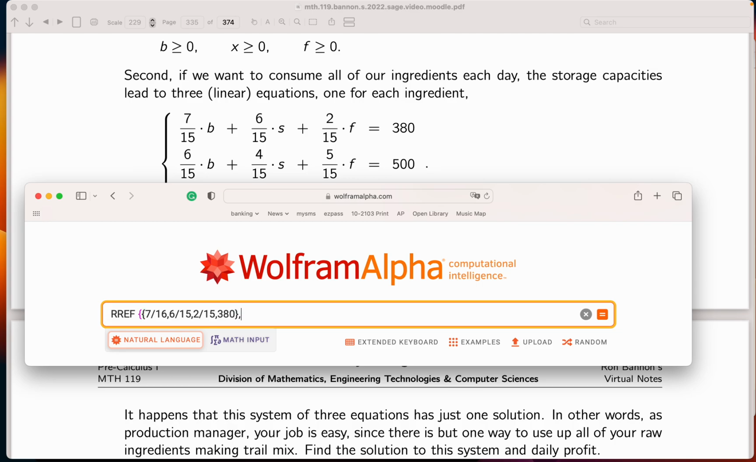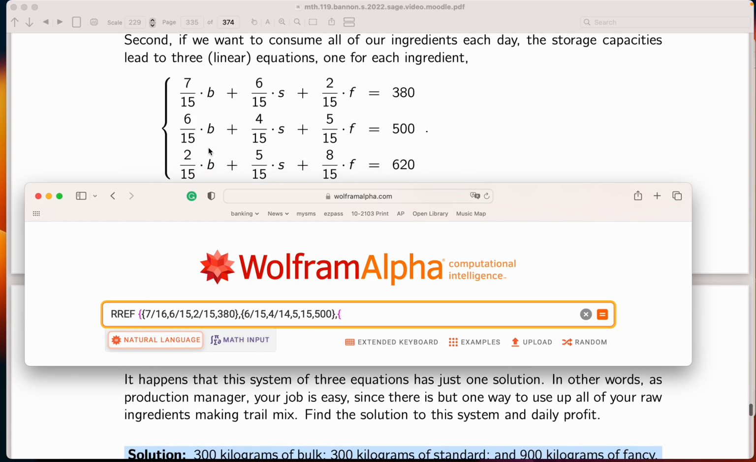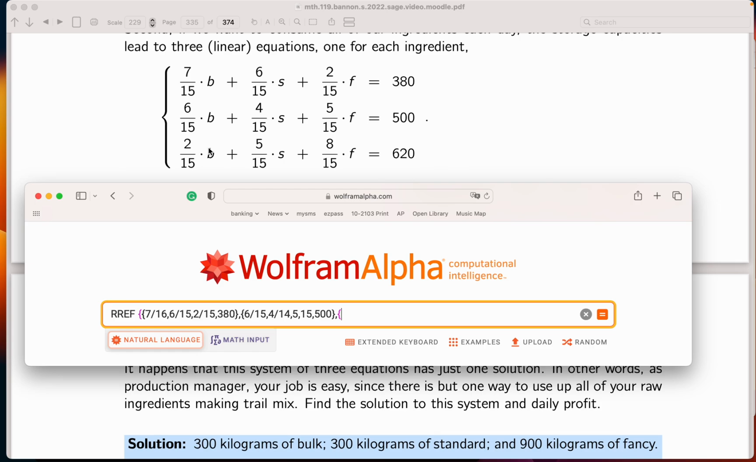All right, I'm going to put the second row down, and that's 6 divided by 15, comma, 4 divided by 15, comma, 5 divided by 15, comma, 500. And let's go for the third one. That's 2 divided by 15, 5 divided by 15. Whoops, I made a mistake there, I just noticed that. 8 divided by 15, and then 620.